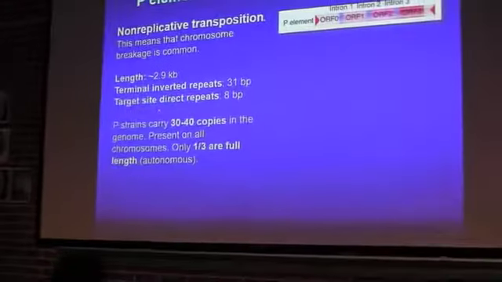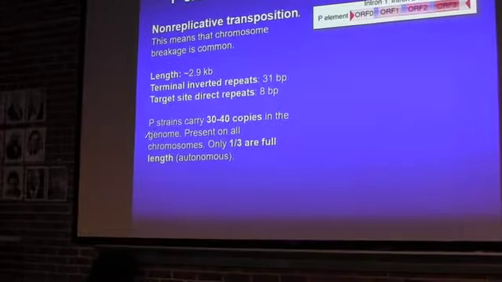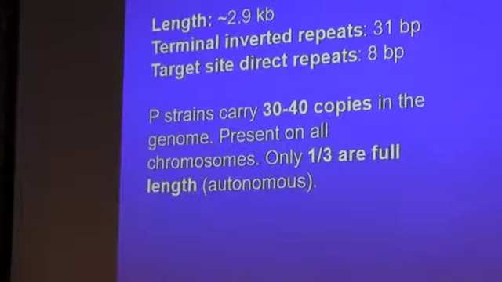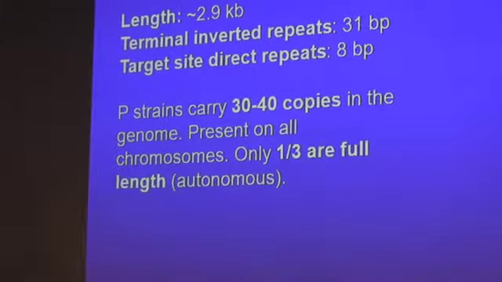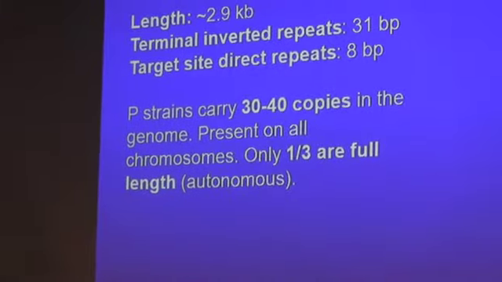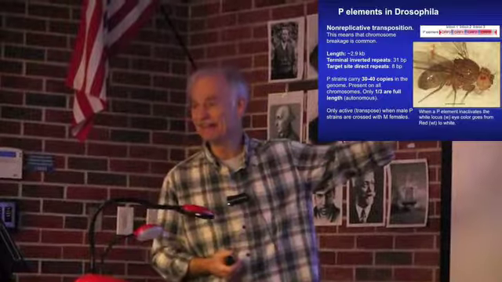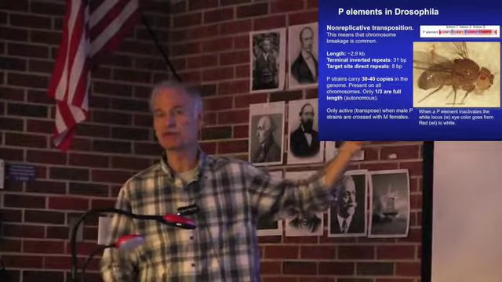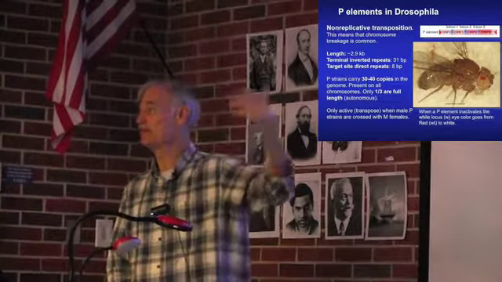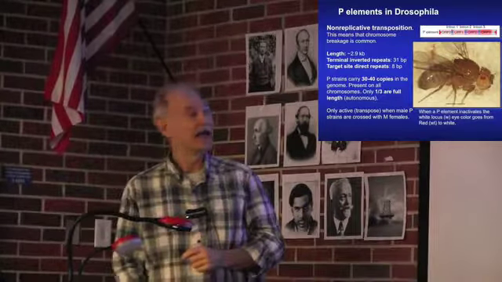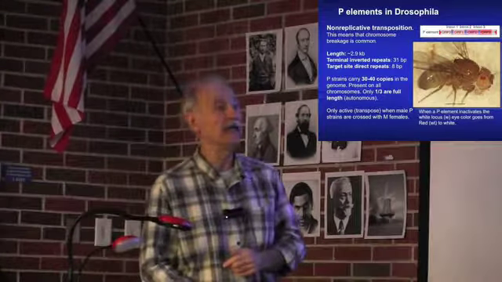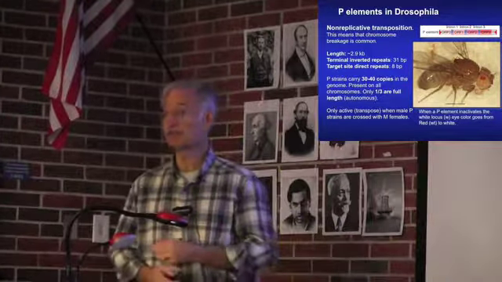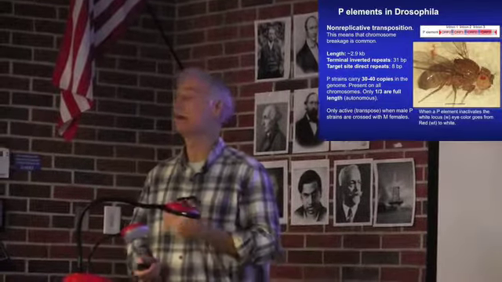Got ahead of myself. There are 2 strains of Drosophila that we'll talk about. One is called the P strain, and they have what's called the P element, the P transposon. I guess the P transposon was named because they were found in the P strain. And then we have the M strain, which is naive, as they say. It's uninfected.